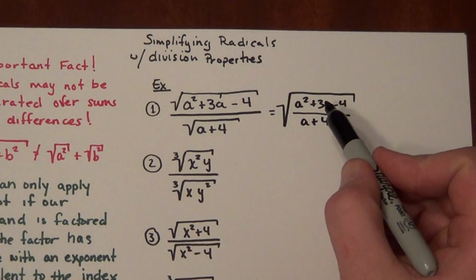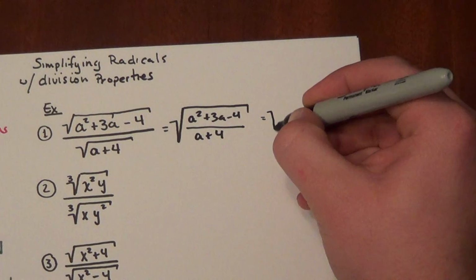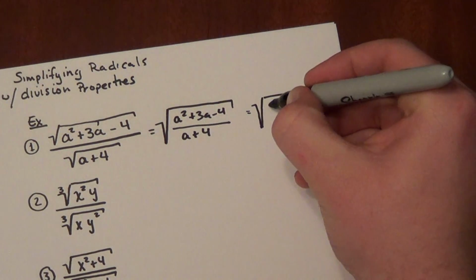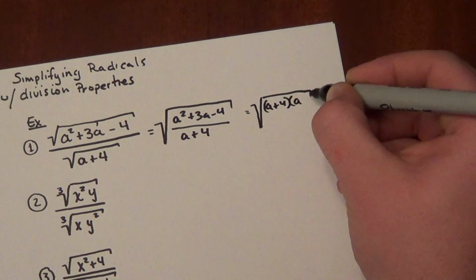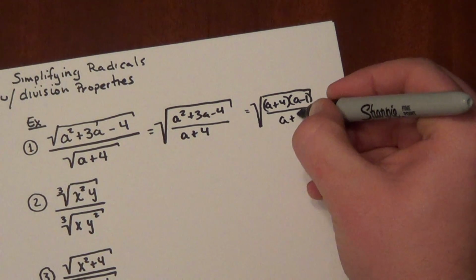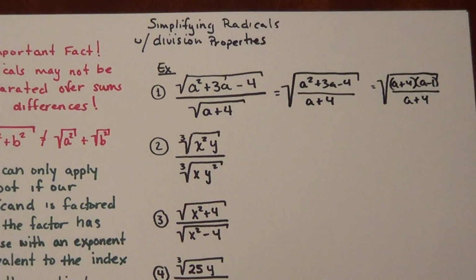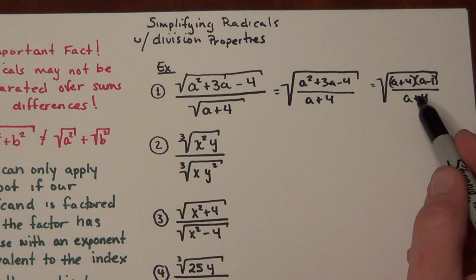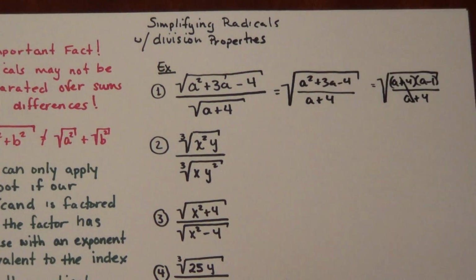And now what I'm going to do is factor this expression, and when I factor that expression, I get the square root of a plus 4 times the quantity of a minus 1, all divided by a plus 4. And now we apply a basic rule: if I have two factors that are being divided by a common factor, then I can go ahead and reduce those to a value of 1.